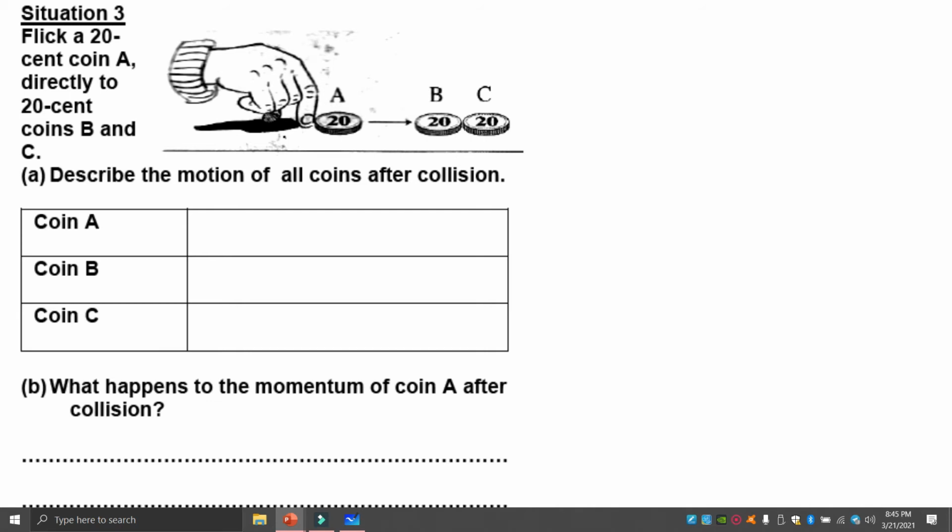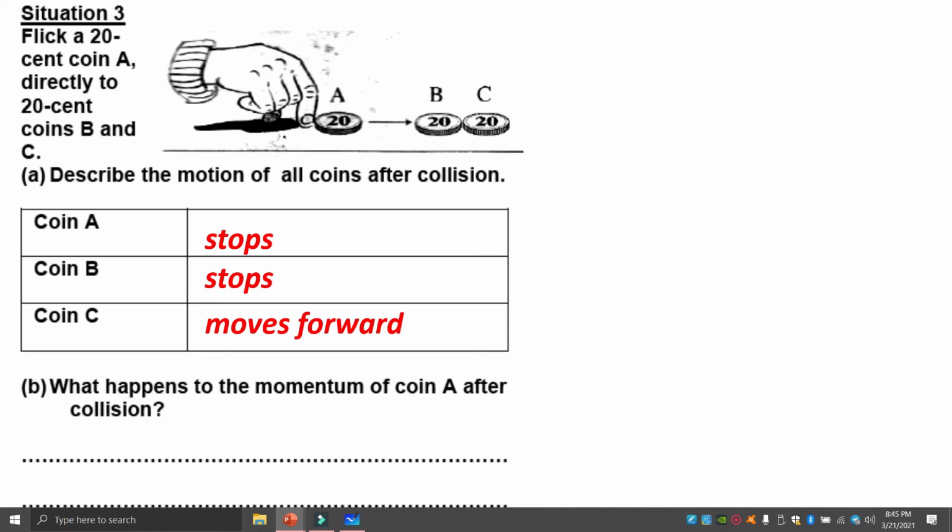Okay, now we have situation 3, right? You flick a 20 cent coin A directly to 20 cent coins B and C. Okay, and then you have to describe the motion of all coins after collision. So of course the coin A will stop. Okay, and also the coin B will stop, but the coin C will move forward.